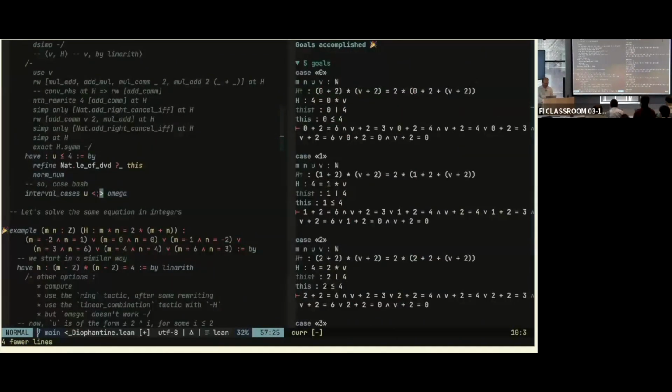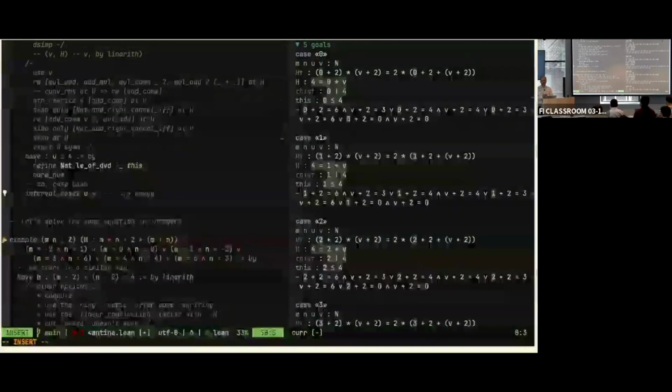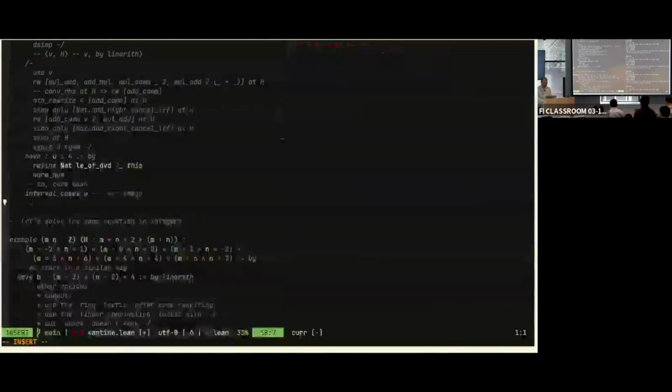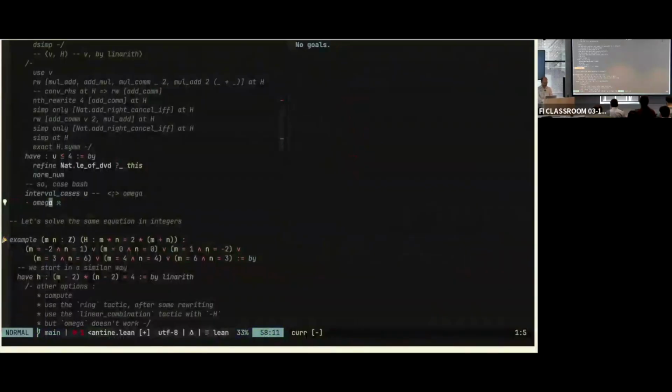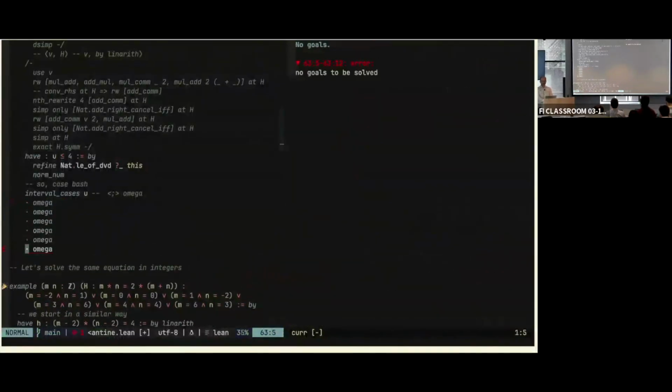And so I will just remove the end of the line. If I have removed the end of the line, I have 5 cases, 5 goals, which correspond to u is 0, u is 1, u is 2, u is 3, u is 4. And in each of those cases, the omega tactic would work. And then I have to type this. And if I type it once more, I have one.